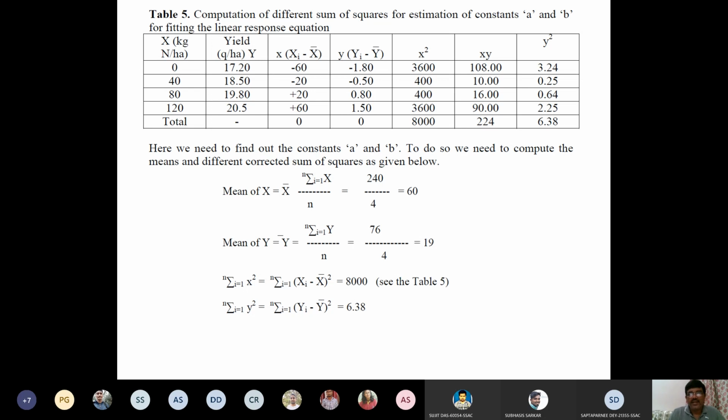Number one, the data is given in column number 1, which is the levels of nitrogen. So you got 0, 40, 80, 120 levels of nitrogen. And the observed yield, the actual yield that was recorded from the field, is for 0, it is 17.2 quintals per hectare, 18.5, 19.8 and 20.5 quintals per hectare.